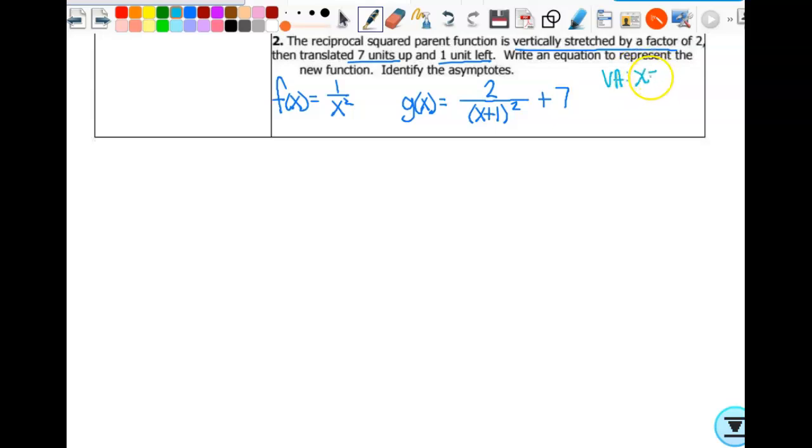Close. X equals -1. Remember, it has to be an equation, so yes. -1. There we go. Horizontal asymptote is what? Y equals 7. Good. Any questions about any of that at this point? We good? I mean, the transformations you should have down by now, like what does what, and then you just have to be able to apply it to other functions.